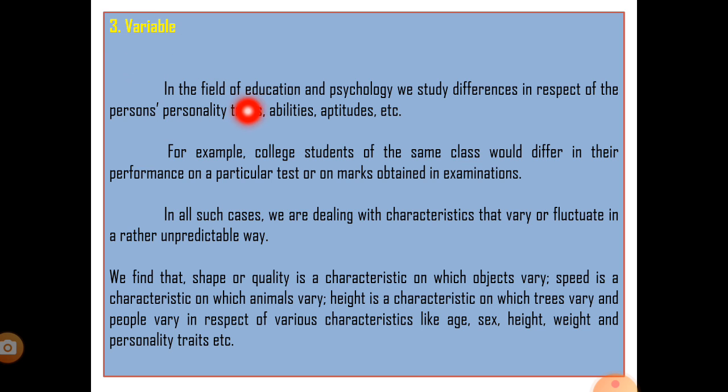So what is a variable? In the field of education and psychology, we study differences in respect of a person's personality traits, abilities, aptitudes, etc. Not only education and psychology, but also economics, sociology, political science, public administration, social work: we can take any discipline in the social sciences and we will have variables. A researcher doing research in education, economy, sociology, social work, political science, public administration or history gets many variables. Based on the variables, the researcher gets the data.